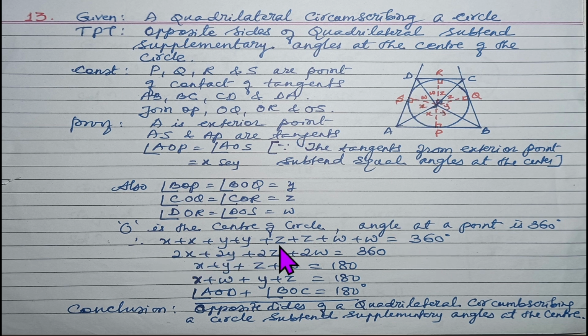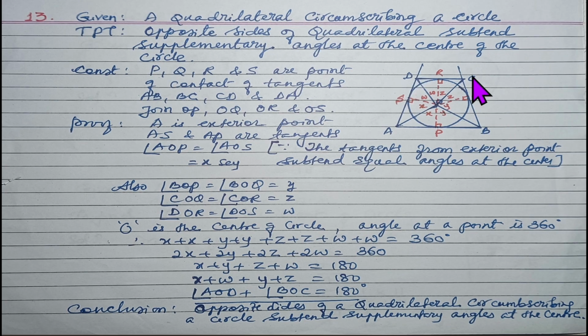That means 2x plus 2y plus 2z plus 2w is equal to 360, or x plus y plus z plus w is equal to 180 degrees. And if I just rearrange them, I get x plus w plus y plus z is equal to 180. Now what is x plus w here? x plus w is angle AOD, and y plus z is angle BOC. That means I have got angle AOD plus angle BOC is equal to 180 degrees. That proves that the opposite sides of a quadrilateral circumscribing a circle subtend supplementary angles at the center.